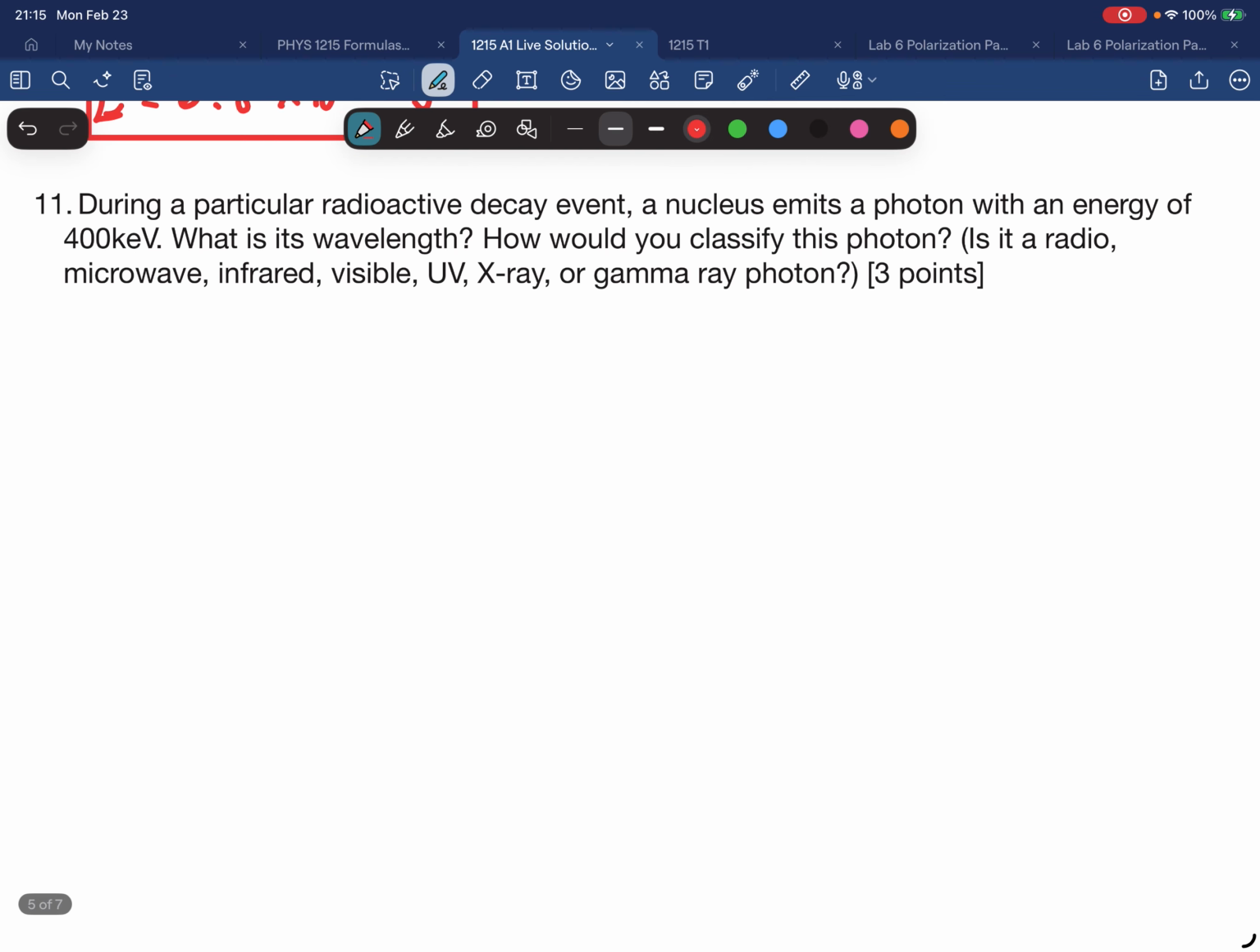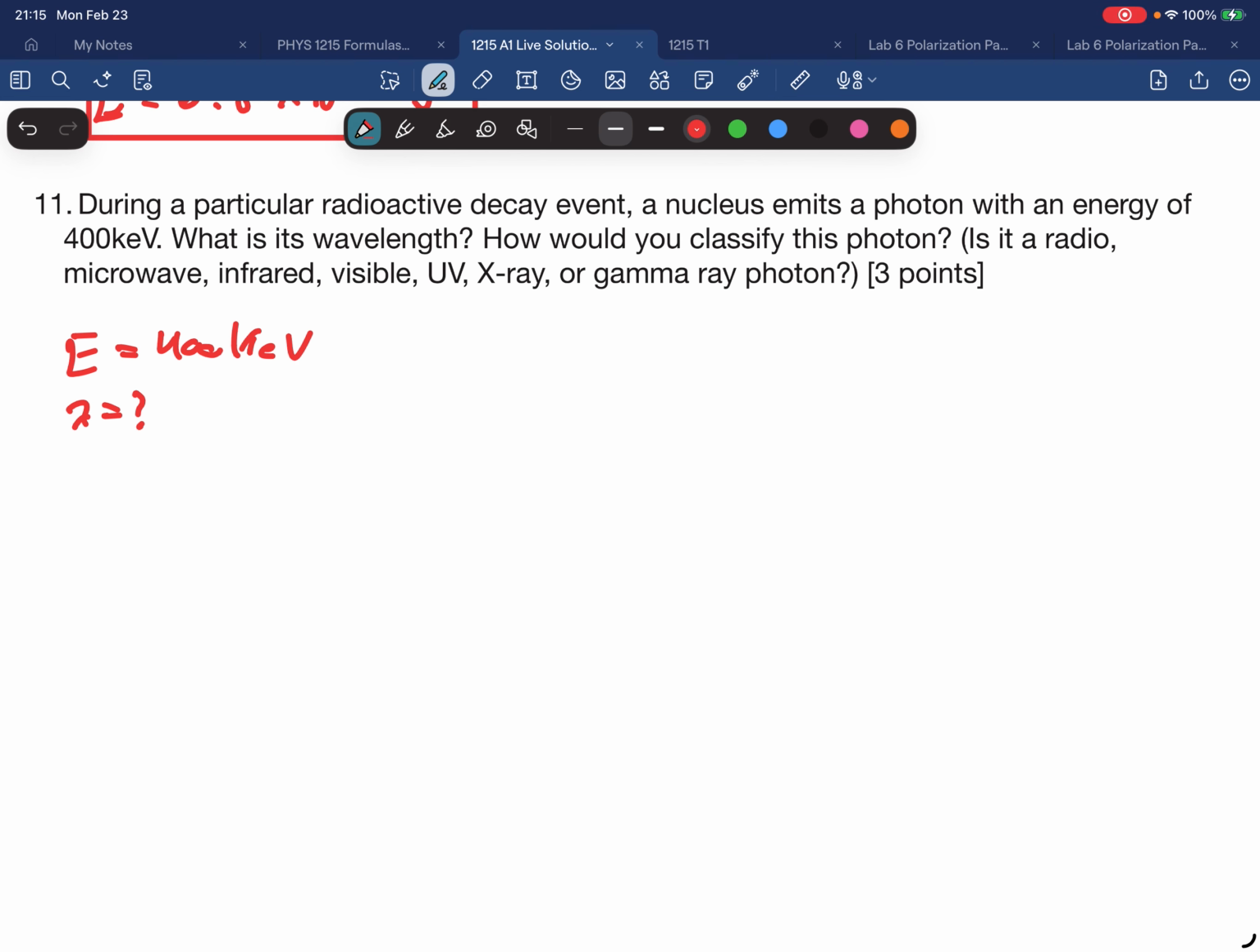Number 11. During a particular radioactive decay event, a nucleus emits a photon with an energy of 400 kiloelectron volts. What is its wavelength? How would you classify this photon? Is it a radio, microwave, infrared, visible, UV, X-ray, or gamma ray photon? Any of those? Talk about that in a second. Let's do the math first.